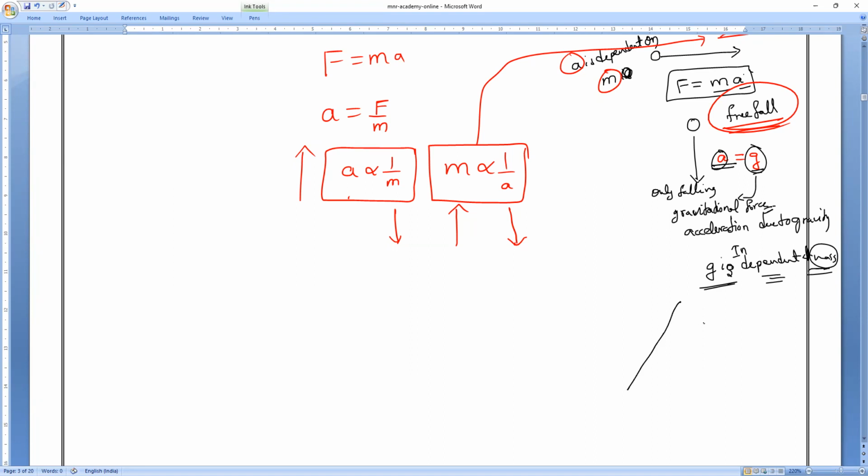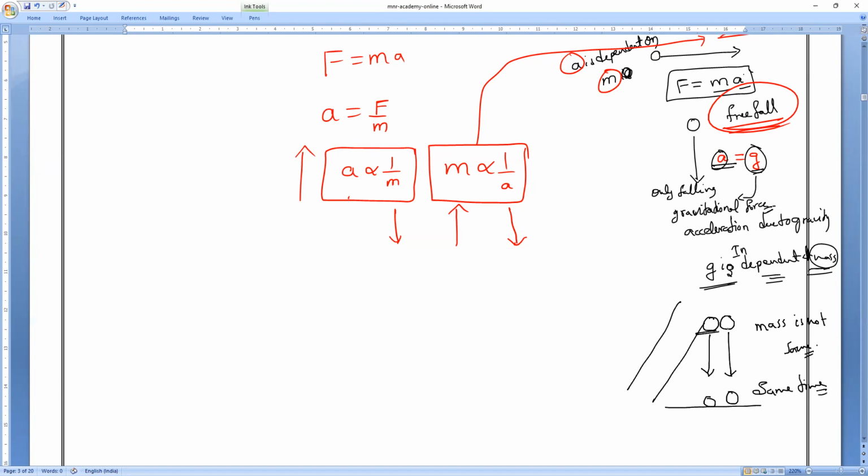For that purpose, Mr. Galileo's experiment, what he has done: he dropped two balls, one wooden ball and another iron ball. But the shape and size are the same. Do you remember? What is not the same? Mass is not the same, but the shape and size are the same. So from the leaning tower of Pisa, both reach the ground at the same time.